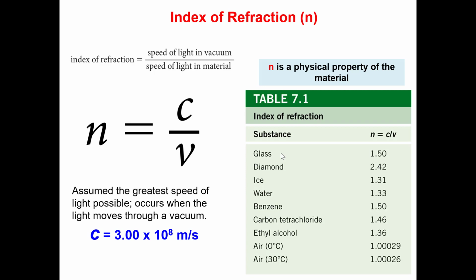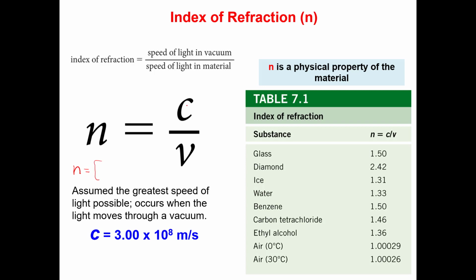One more thing here is you can see there is no units for index of refraction. And the reason is because it's the quotient between two speeds. So in this case, let me write here. What happened with the units?